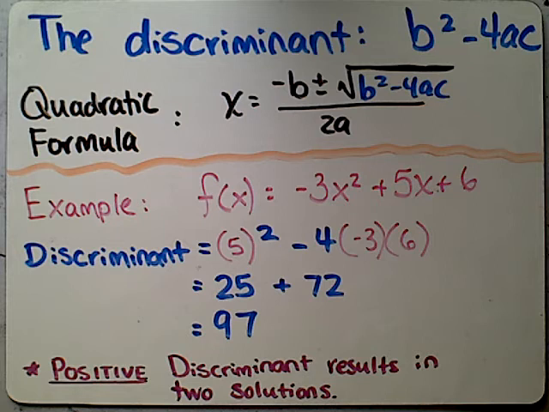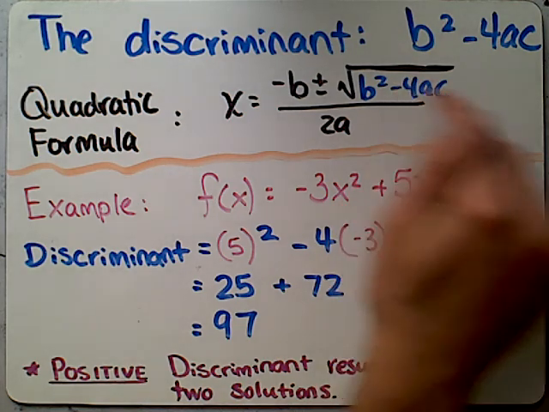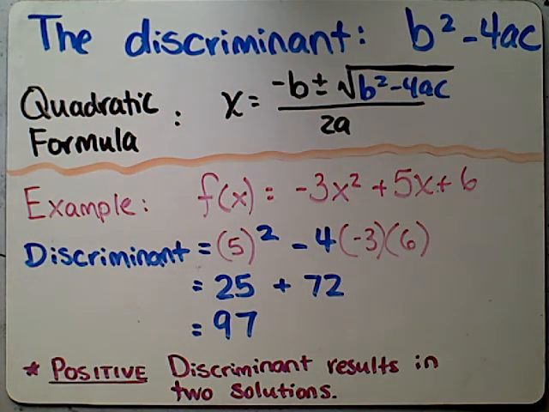In situations where you have a 0 discriminant, adding and subtracting 0 don't add in an extra answer. Adding 0 to something keeps it the same as subtracting 0. So in those circumstances, you're going to have 1 solution. And in situations where you get a negative discriminant, you're going to have no solutions because you cannot find the square root of a negative number.